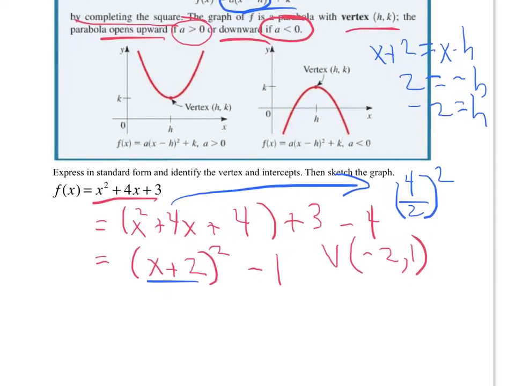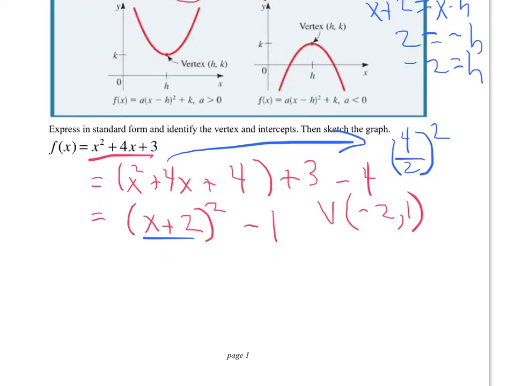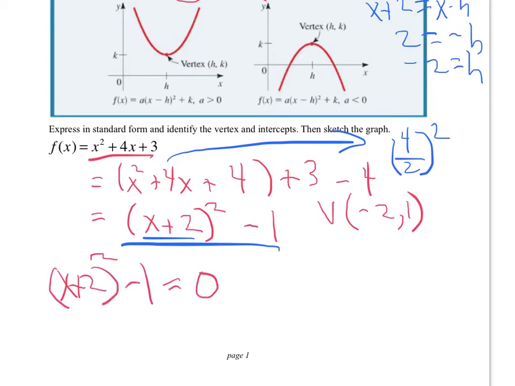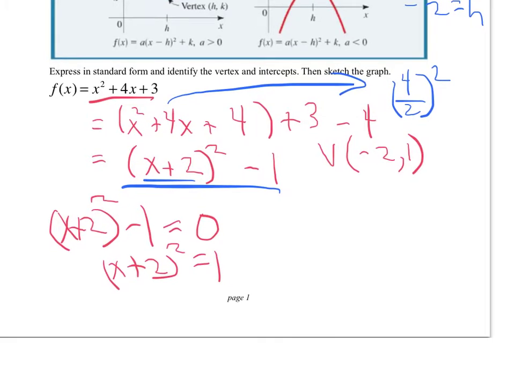So you can sketch the graph because it's now easy to figure out what the x and y intercepts are. The x-intercepts, remember, are what you get when the function is equal to 0. So we take (x plus 2) squared minus 1, set it equal to 0. The easy way to do this is just to set the 1 on the other side. So you get (x plus 2) squared equals 1. And now take the square root of both sides.